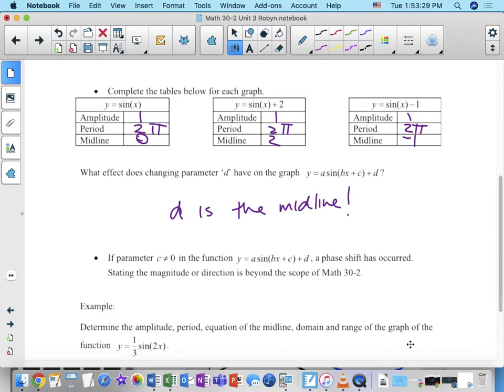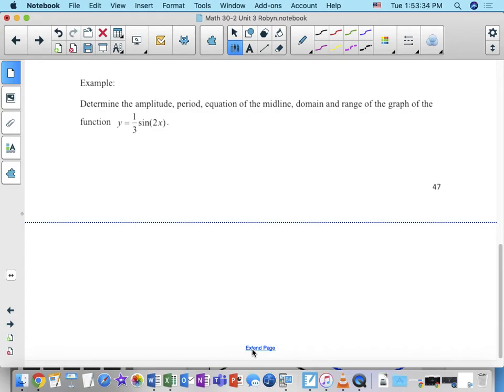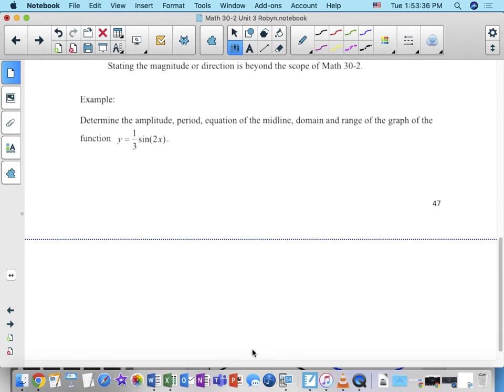Okay, here's an example. We're going to do this one and then we'll end it for today. Okay, and this is where your quiz is going to cover up to, by the way, on Thursday. Basically up to, can you come up with an equation? Okay, up to this lesson. Okay, determine the amplitude, period, equation of the midline, domain and range of the graph of the function y equals 1/3 sine 2x.